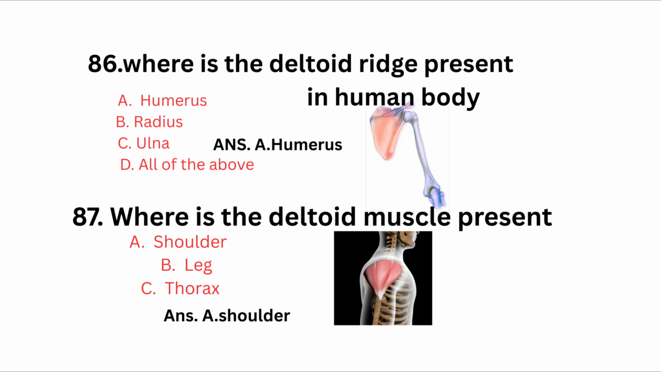86. Where is the deltoid ridge present in the human body? Please follow the diagrams. A. Humerus. B. Radius. C. Ulna. D. All of the above. It's A. Humerus. It's in the arm, at the upper part. 87. Where is the deltoid muscle present? So the ridge is one thing, another is the muscle; the muscle attaches to it, by the way. A. Shoulder. B. Leg. C. Thorax. The answer is shoulder.